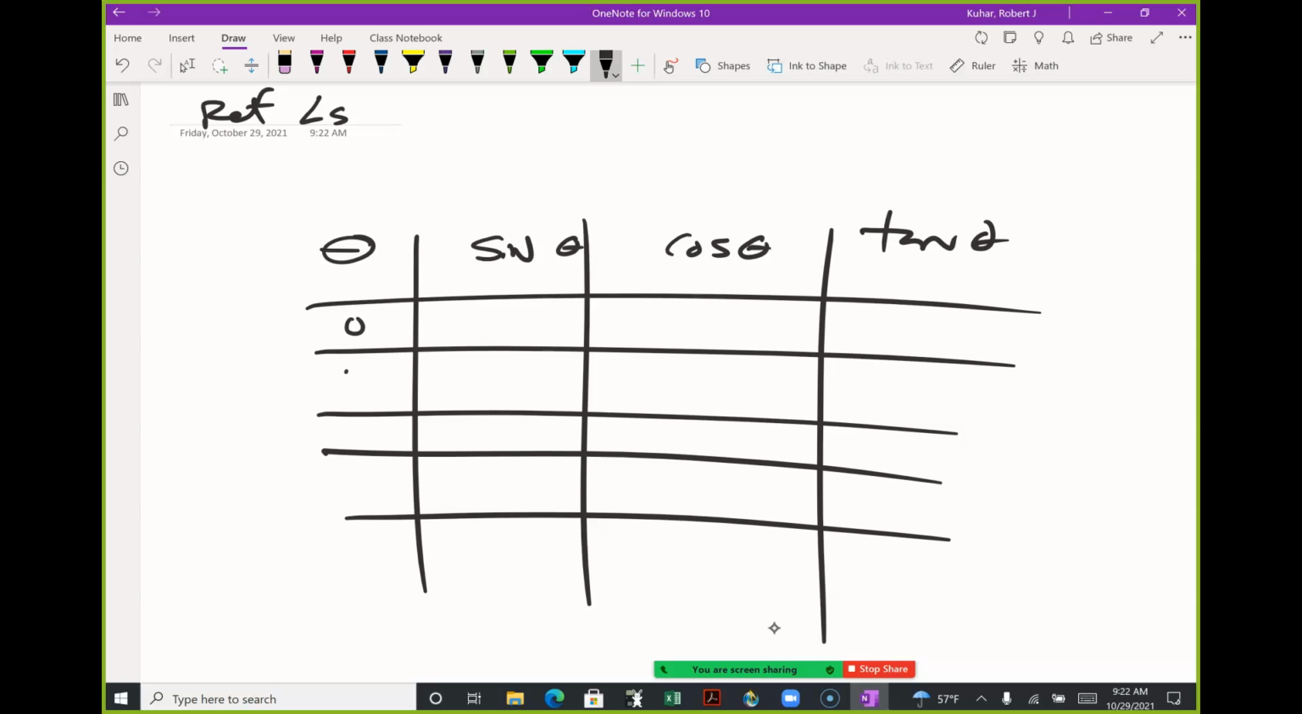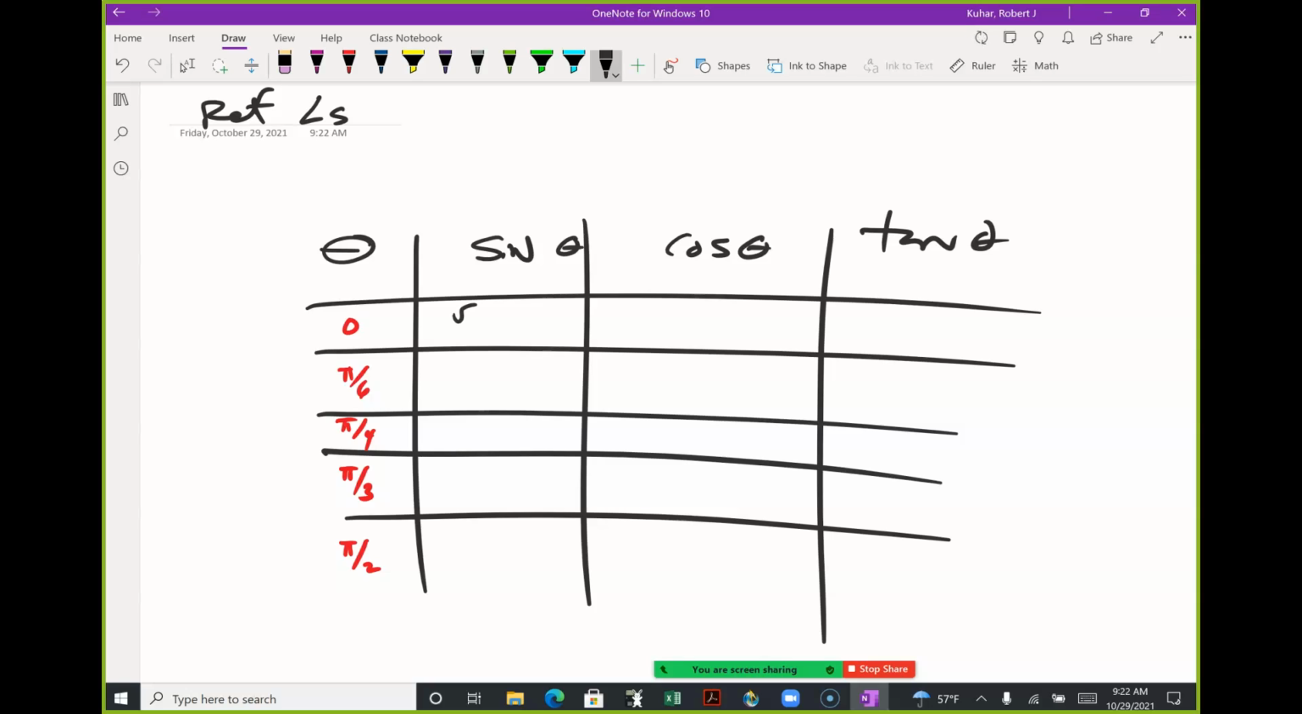So I have 0 radians, pi over 6 radians, pi over 4 radians, pi over 3 radians, pi over 2 radians. And even though I'm not writing radians there, I'm assuming I'm talking about radians. Unless you see degrees, I'm talking about radians. Okay. Good. What's my little sequence of numbers that I want to have memorized?